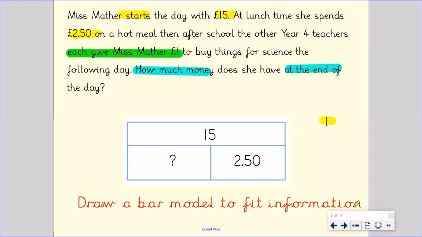Okay, so now I've drawn a bar model. My bar model here is just for step 1. As I mentioned earlier, I'm going to need to draw more than one bar model for this question. So step 1, I have the whole, which is 15. So the start is 15, and then £2.50, which is how much I have spent. What I don't know is how much there is after I've spent that amount of money.